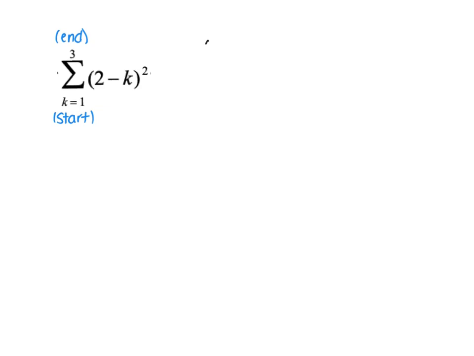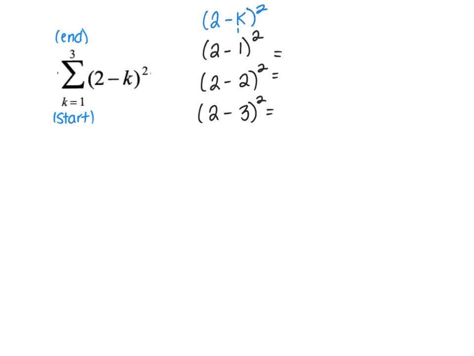So 2 minus 1 squared, 2 minus 2 squared, and 2 minus 3 squared. So notice I started with k equals 1 and went up to 3. So I started with 1, 2, and 3, where I plugged in to the k value. Notice how the k changed from 1, 2, and 3. So what we're going to do is simplify this and we'll have our answer.